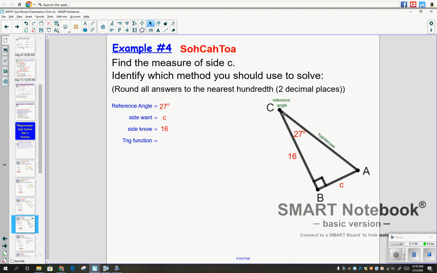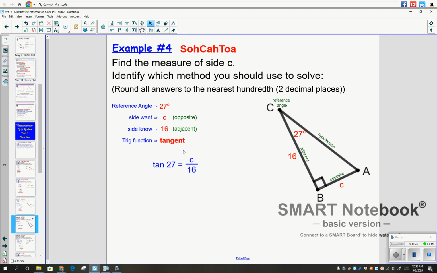16 is the leg that's next to the reference angle, so that's my adjacent leg. C is the leg that is across from 27, that's my opposite. So C is opposite, 16 is adjacent. Which trig function uses opposite and adjacent? Tangent. Tangent of 27 equals C over 16, opposite over adjacent.